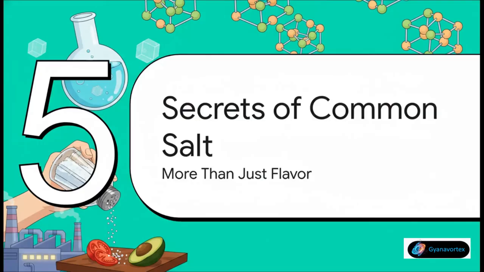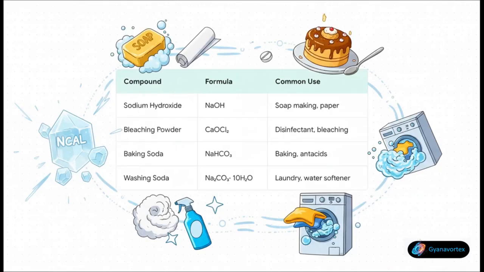Okay, we've talked a ton about acids and bases, but let's not forget about the other product of neutralization, salt. You might just think of it as something you sprinkle on your food, but common table salt is actually one of the most important industrial chemicals on the entire planet. I mean, just look at this. Simple table salt is the raw material, the starting point for making sodium hydroxide for soaps, bleaching powder for disinfecting, baking soda for our cakes, and washing soda for laundry. All of that starts with just one simple salt.